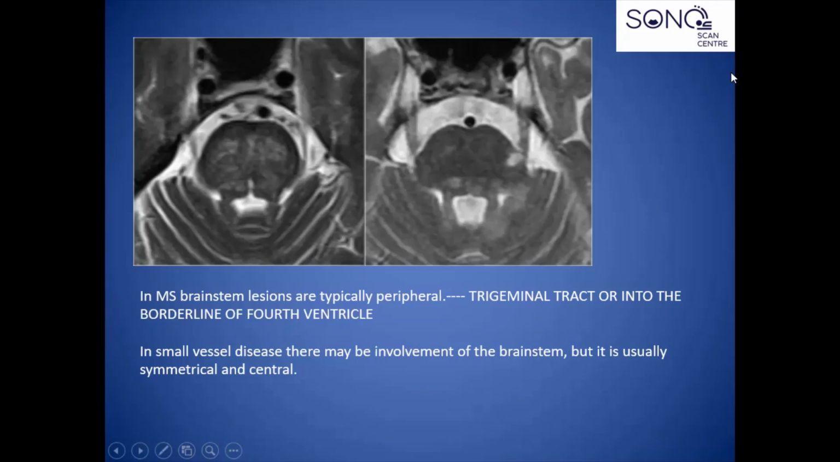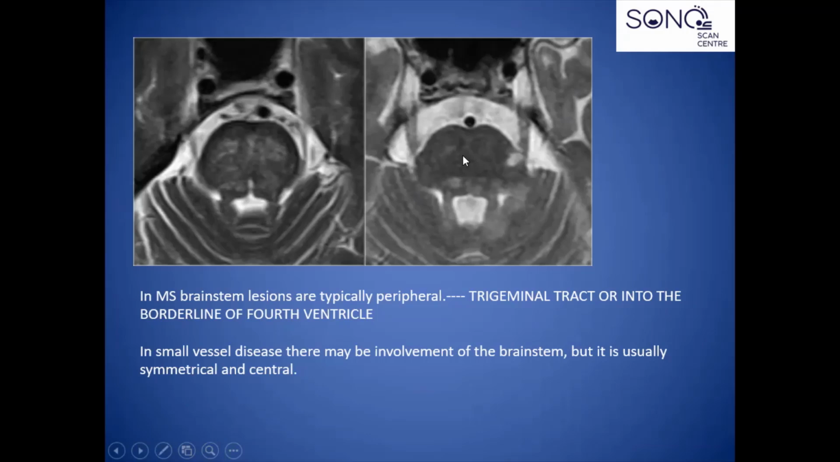In the brainstem, we found these MS lesions. On the right side, this image is a case of small vessel ischemic changes. How is the pattern of spread? It is seen in the central part of the pons, right? So it is almost symmetrical.